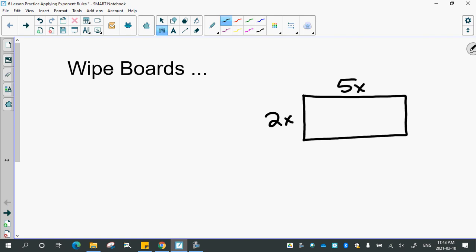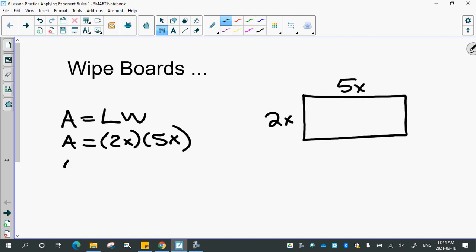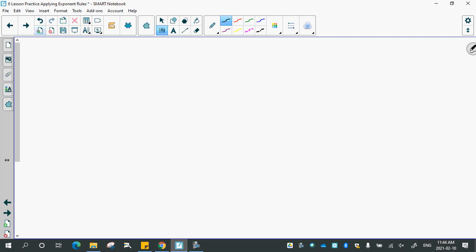You would multiply 2x by 5x. Good. So area of a rectangle, do you remember from grade 7 or 8 is length times width? And so it doesn't matter which one you call length and which one you call width. And then what do you get when you multiply them together? 10x squared. Good. X times x is x squared. Really good there. Okay, we're going to put up another one, and you're going to find the area of it.